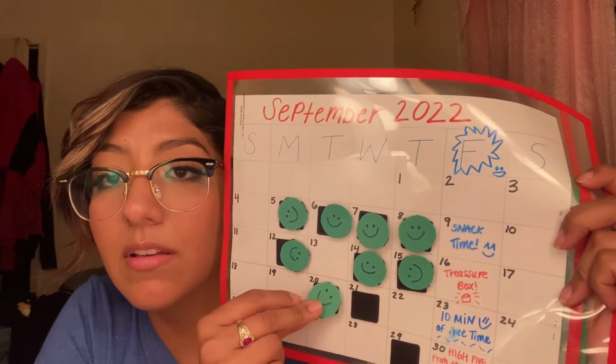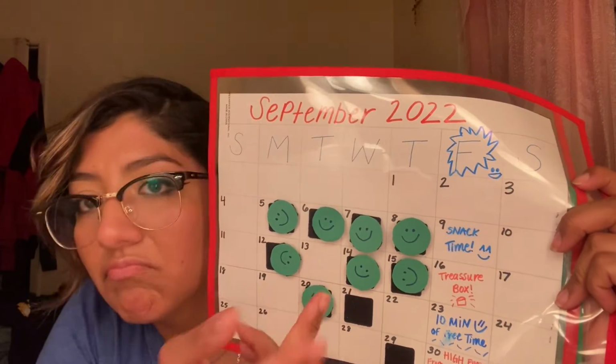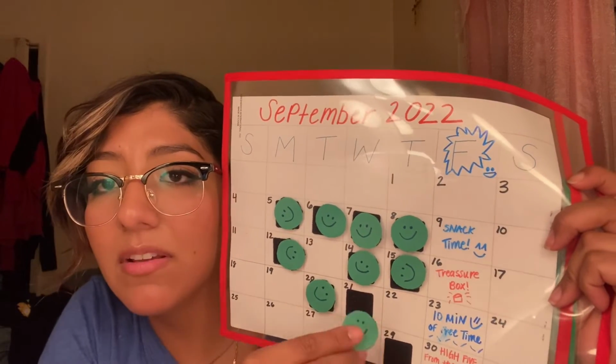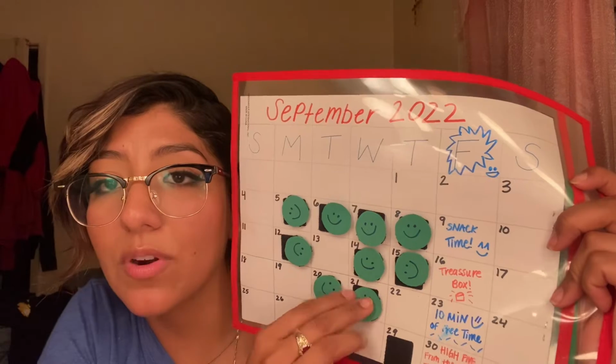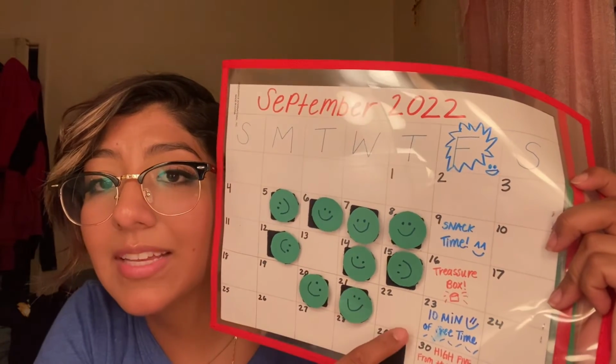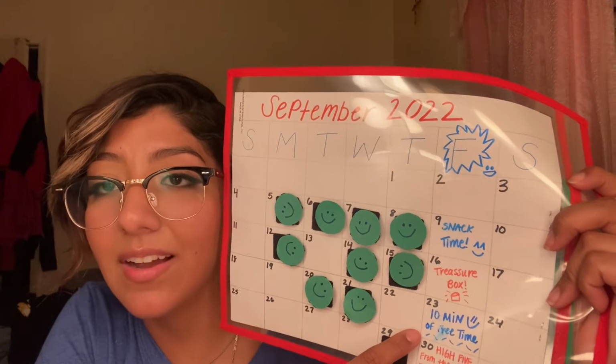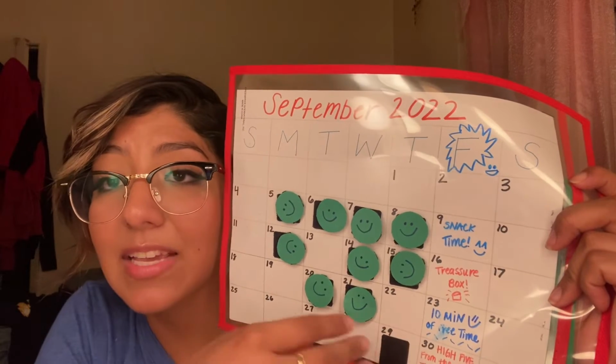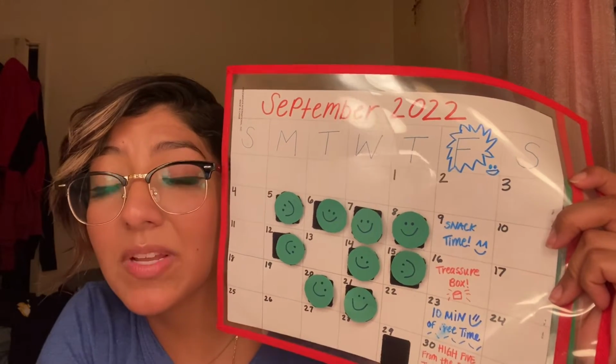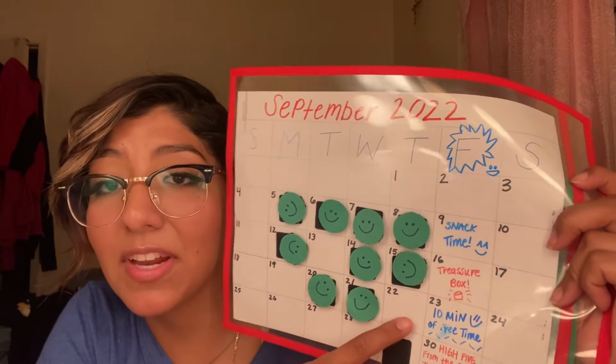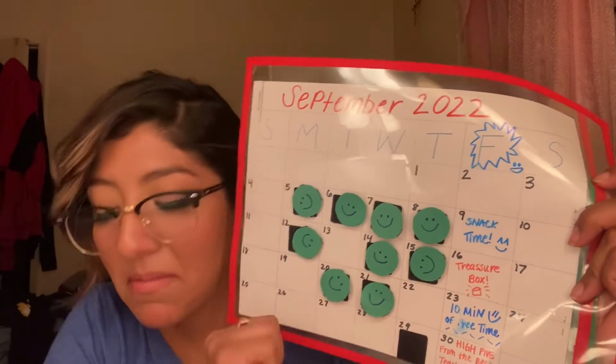Followed by, let's say they only do well in 2 days, which is not bad. Guess what? They still get a rewards reinforcement. They get 10 minutes of free time. And that means, let's say we are in the classroom and they want to get a little free time. I'm going to give it to them.